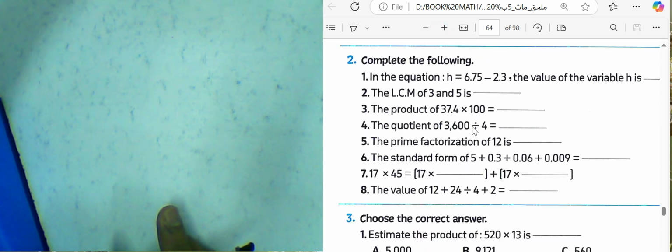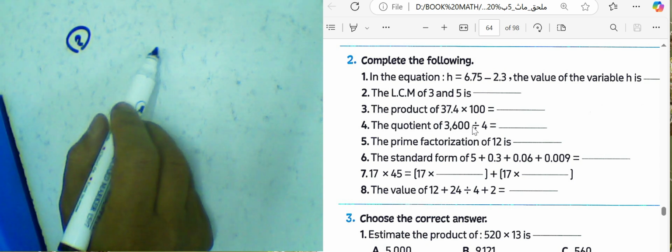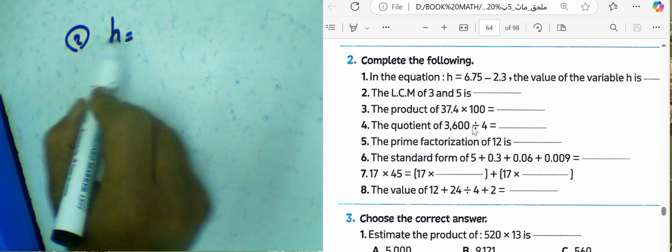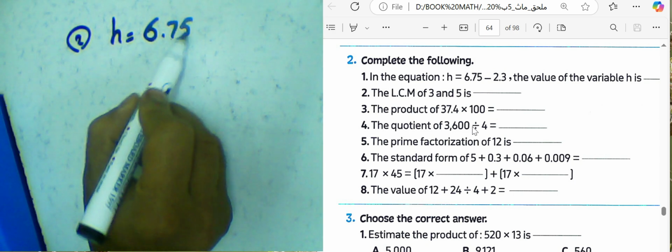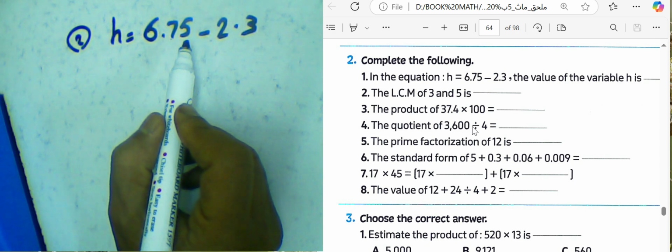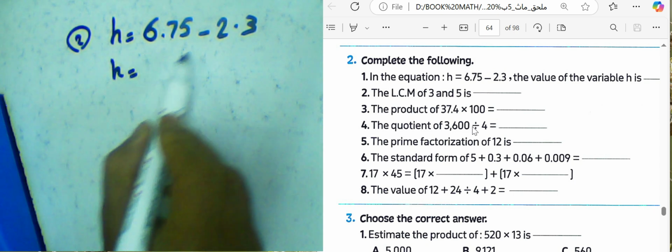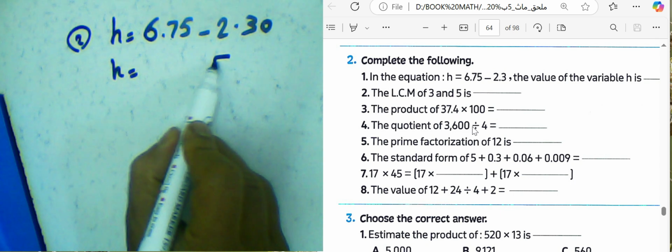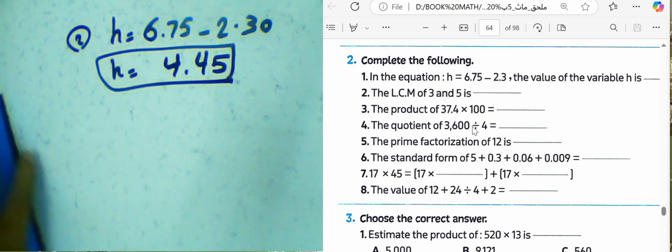Okay, question number 2. The equation h equal 6.75 subtracted by 2.3, we can write the variable h equal the value of the variable h. Write 0 here, 5 minus 0, 5, and 7 minus 3, 4, and 6 minus 2, 4. It's the result of h.